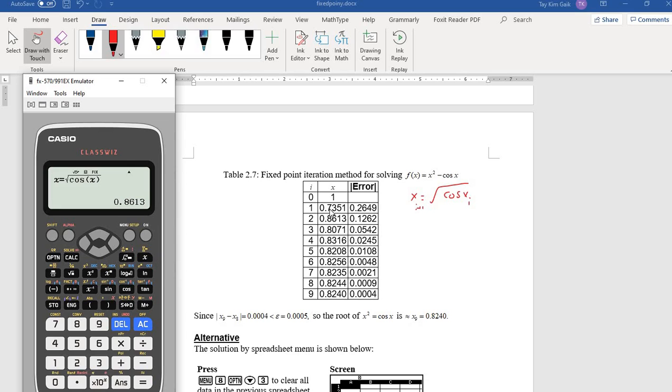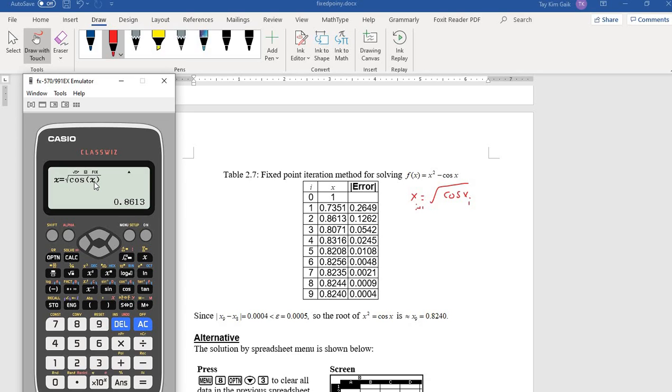Because i equals just now, this one. The first time I input x equal to 1, then I get 0.7351, still a lot at the back. And this value, why I put x equals square root cos x, this value is stored in x. And then I go to fix 4 decimal place, and I equal again, this value is stored in x, so it is automatically replaced in here.